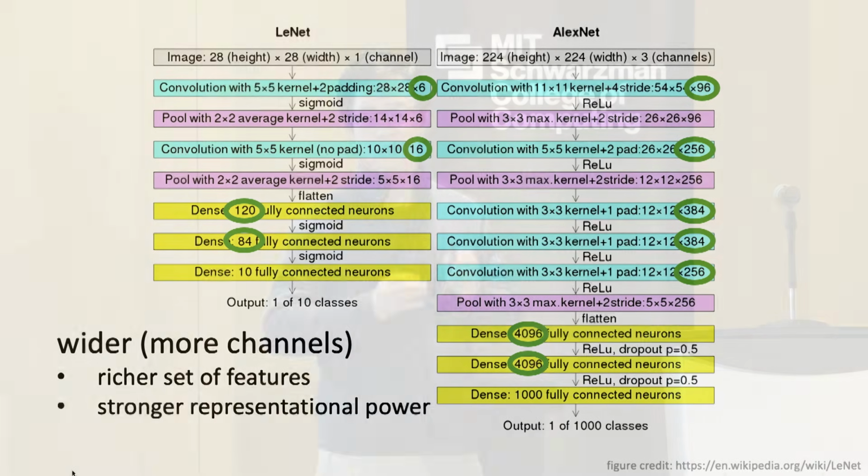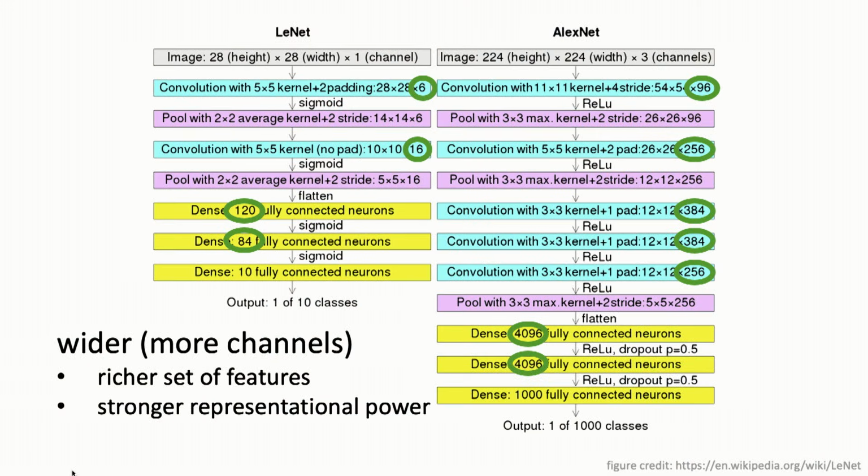Another huge difference between these two architectures that has been largely ignored by many people is that AlexNet is actually a wider architecture than the original LeNet. In the terminology of deep learning, by wider, we usually mean the model has more channels. By having more channels for every single layer, we are going to have a richer set of features, so it will be more representative than a narrower model.